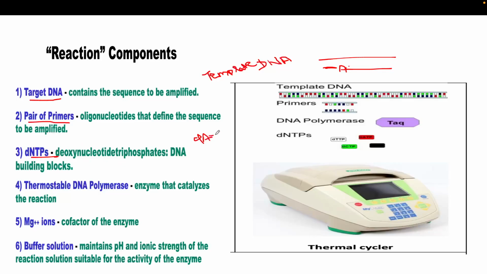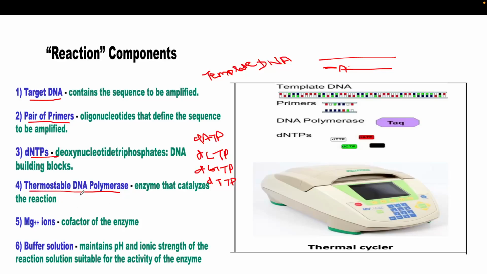Okay, so it is the dATP, then dCTP, then dGTP. Okay, this is the dGTP, then TTP. Okay, so this kind of nucleotide you require. Okay, then you require one thermostable DNA polymerase. Okay, so this enzyme catalyzes the reaction.